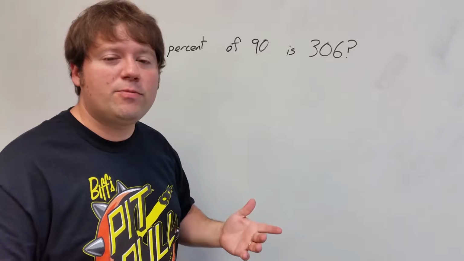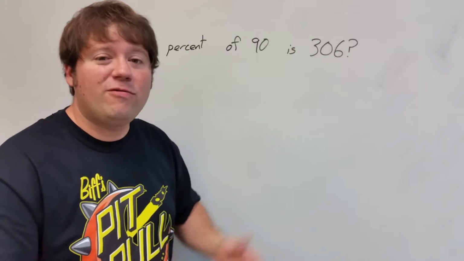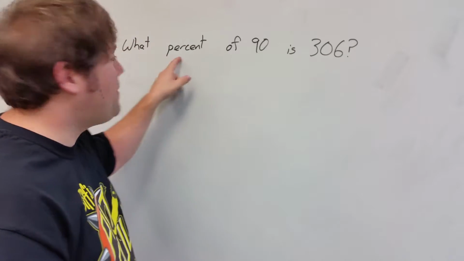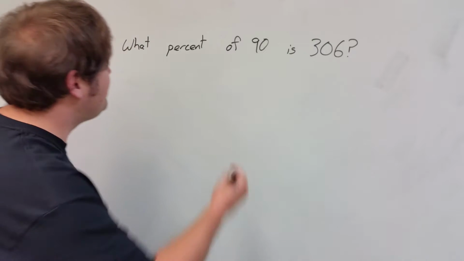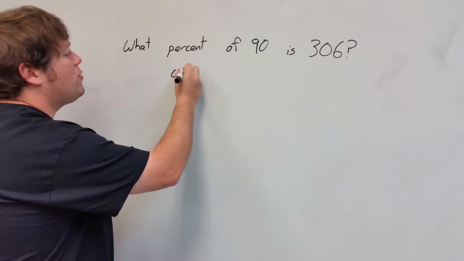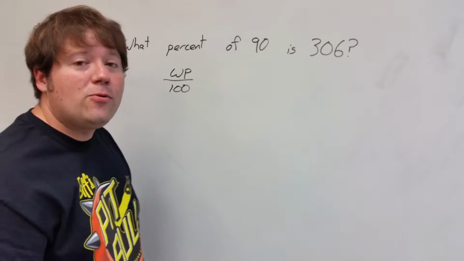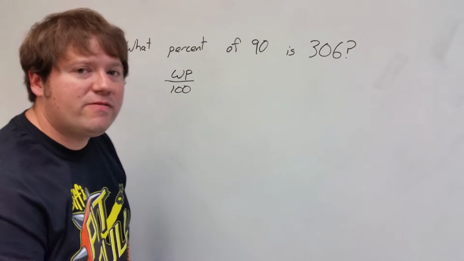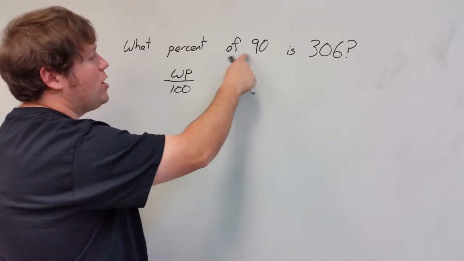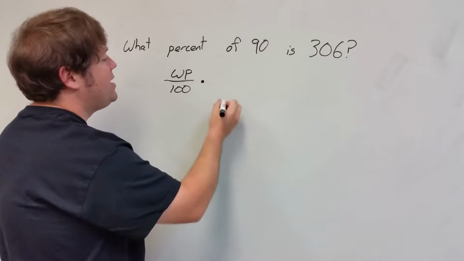And I'm going to use the same one as before. I used WN before for what number? I'm going to use WP now for what percent. So in place of what percent, I'm going to write what percent over 100. Even when we don't know what the percent is, we're still going to write it as a fraction of 100. And then we're going to do of 90, so times 90.